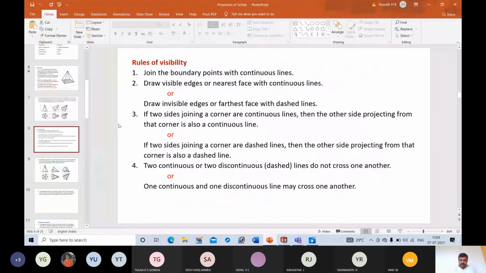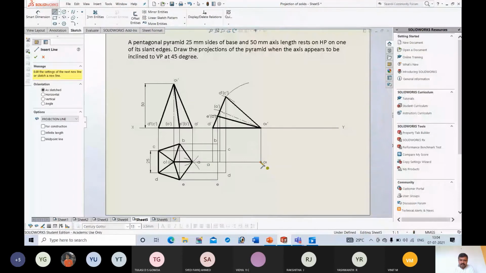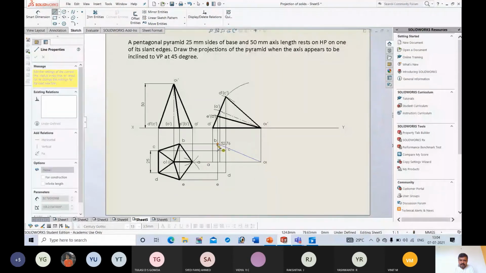Now I will follow this. I will connect the boundary points. Boundary means nothing will be left beyond that; no point will be left beyond the boundary. Inside the boundary, there may be a few points. I will start from here. So this is the boundary. I have followed the first rule of visibility, joining all boundary points.